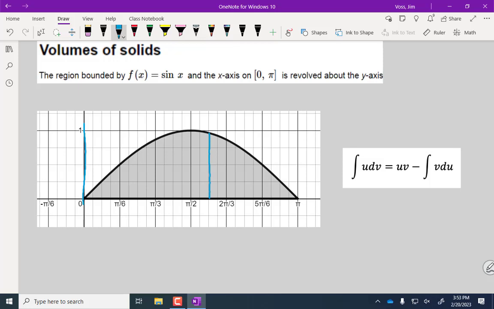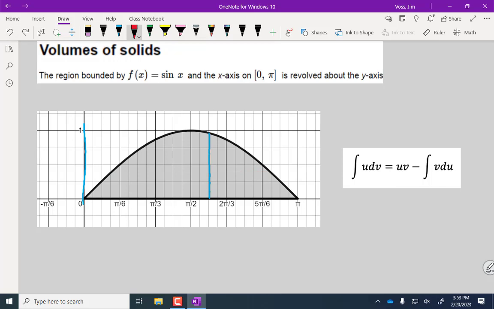Okay. Why does it not make sense? So let's understand why. If we were going to use a horizontal element, that would be the washer. Disk is not even in the conversation because there's a gap right there, so disk is not an option. But we don't want to use a washer because this is sine x here and that's sine, right? Both sides are sine. That's a problem. You can't have the same function be bounding the element on both sides. So that's why washers don't make sense.